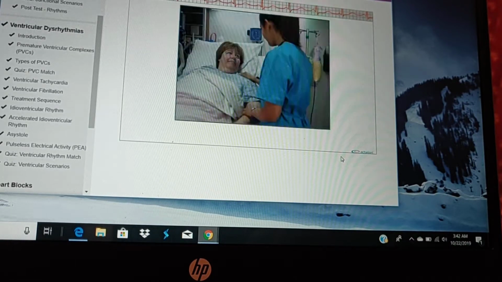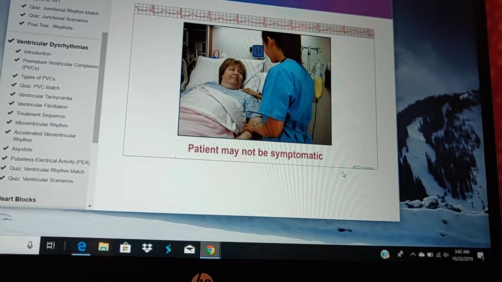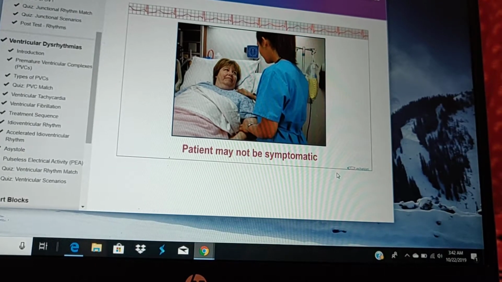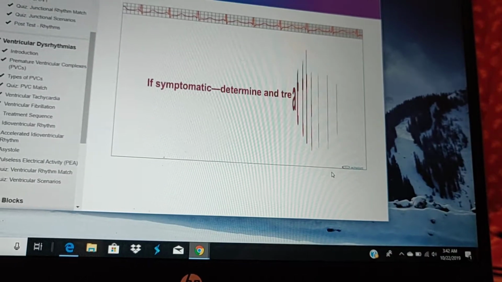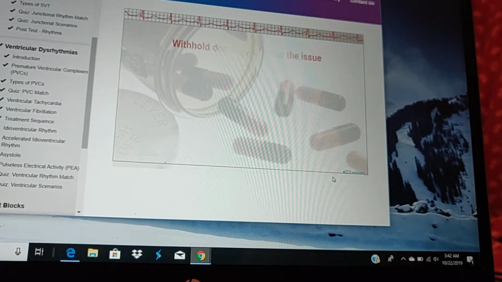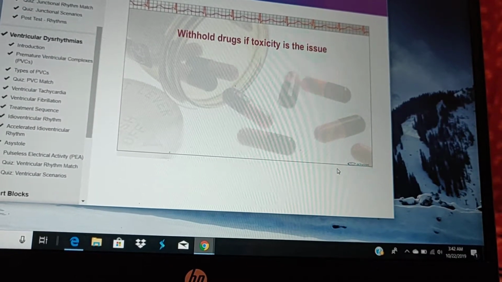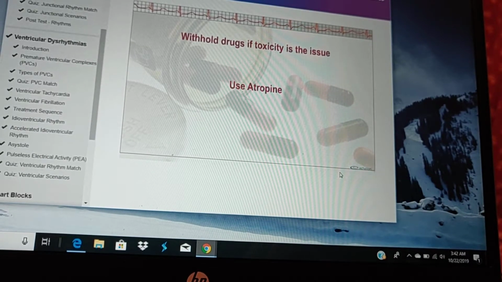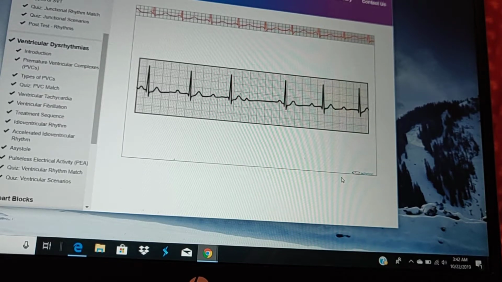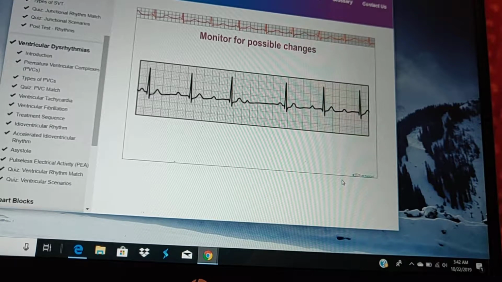The treatment process begins by assessing the patient, but the patient may not be symptomatic since the ventricular rate remains close to normal and cardiac output is not affected. If the patient is symptomatic, however, determine and treat the cause. You may have to withhold drugs if toxicity is the issue. And if the heart rate is slow and the symptoms are serious, use atropine. This condition may sometimes require a pacemaker. No matter the severity of the symptoms, continue to monitor the patient for possible changes or worsening of their condition.